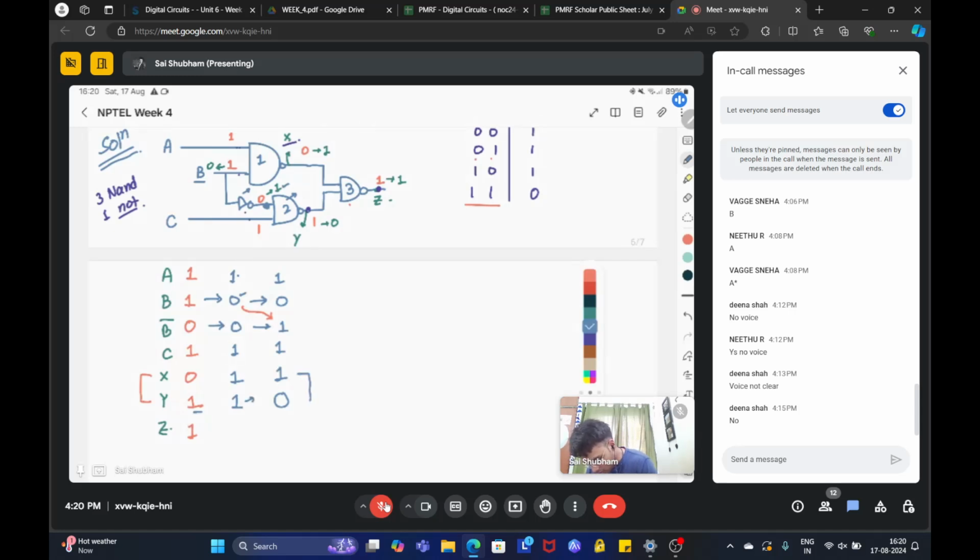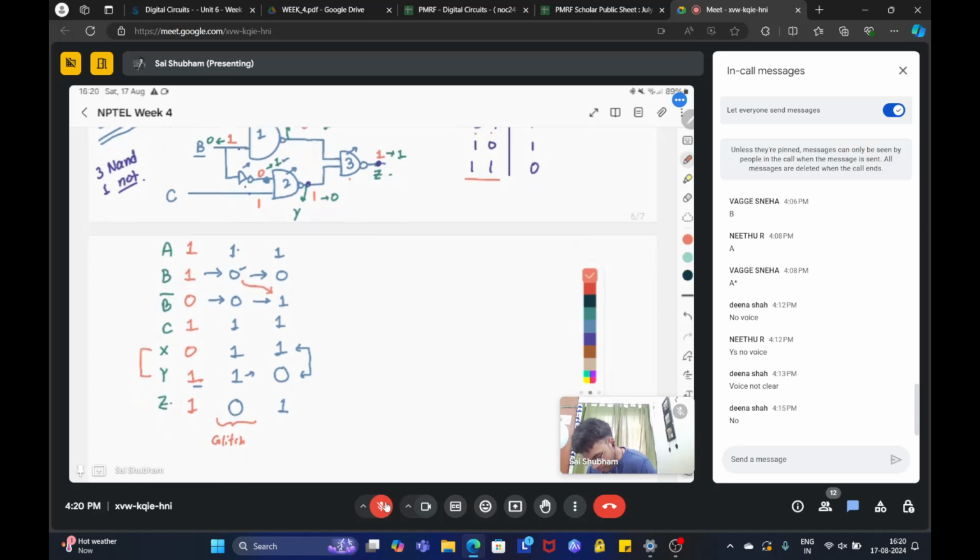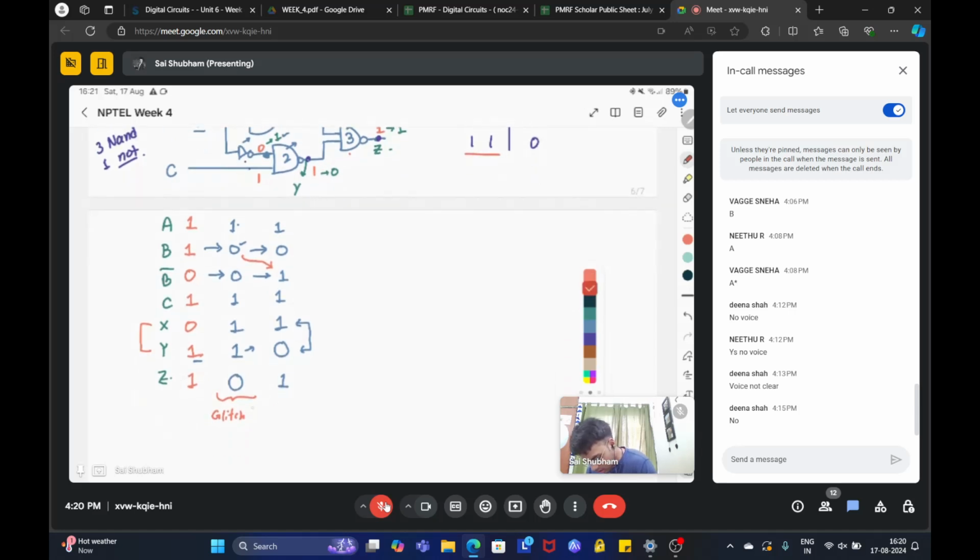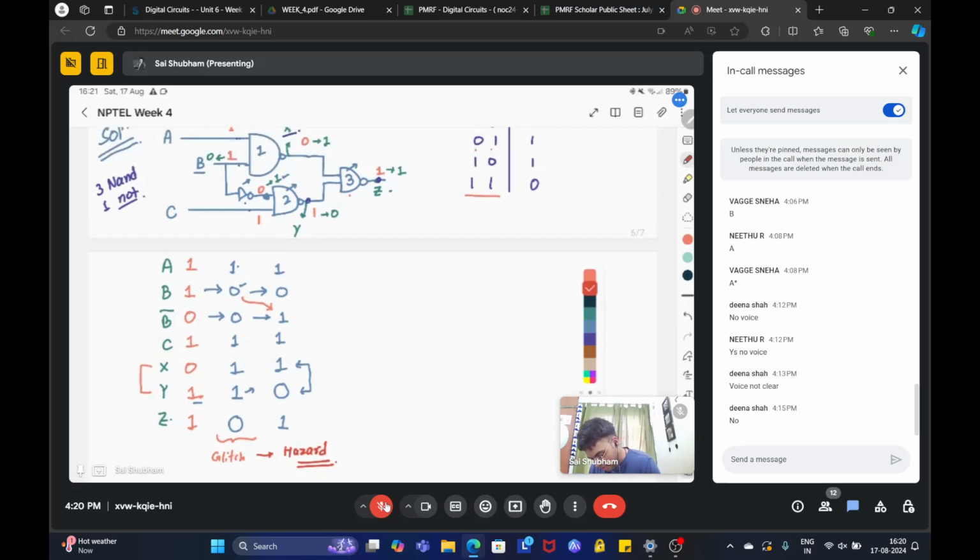And these two are inputs for gate 3. So in this case, the output will be 0, and in this case, the output will be 1. So you will see a glitch. This is the glitch. This glitch is the reason for hazard. There can be static hazard, there can be dynamic hazard. Our goal is always to remove all the static hazards, because it automatically removes most of the dynamic hazards.